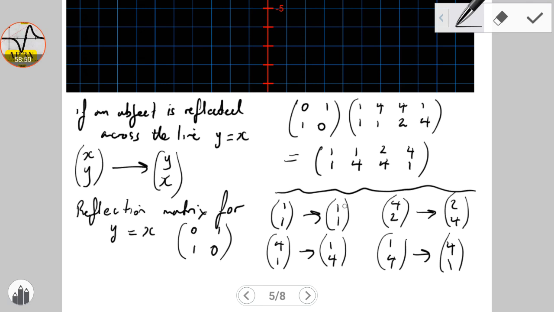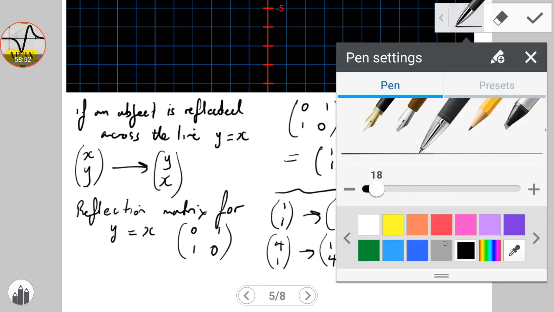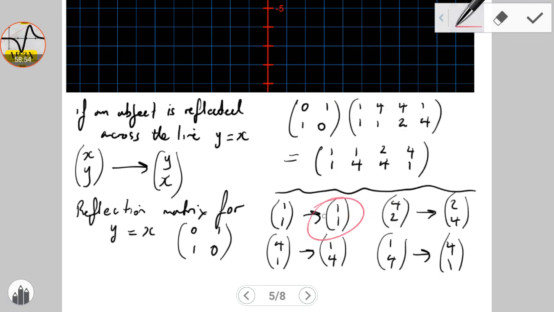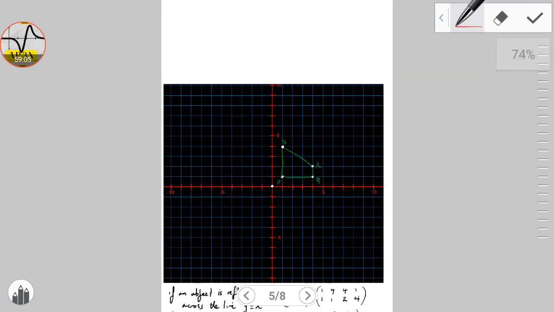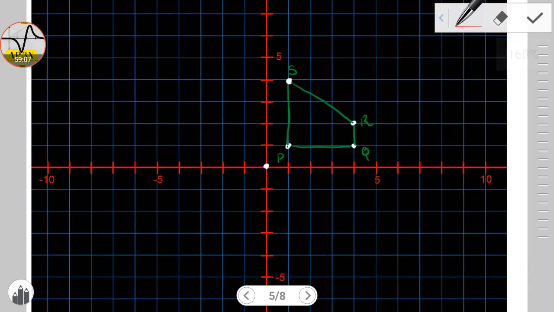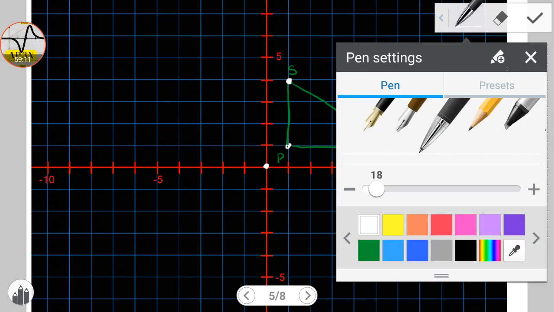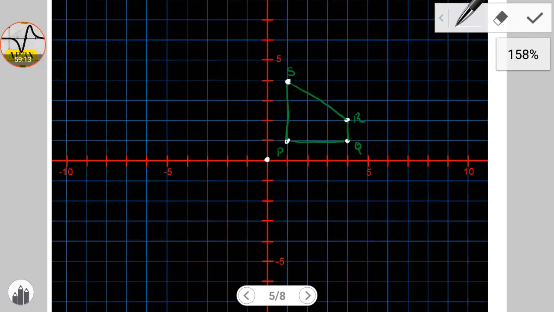So we're going to go ahead and plot the following ones that I'm circling here in red. After plotting this, this, this, and this, we should end up with the object going through a reflection of y equals x. So let's use a color. Let's use white here to see the difference.